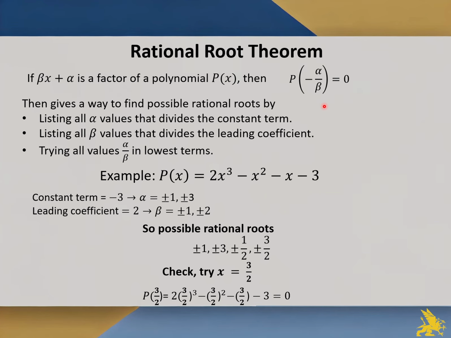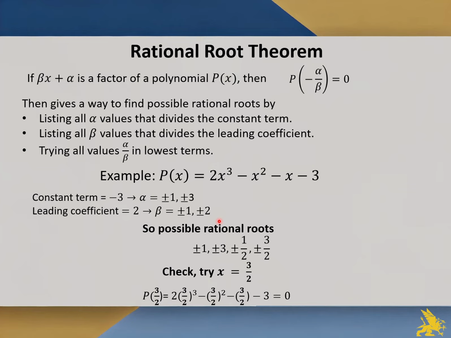So let's have a look at this. So straight away here, if I've got 2x to the power 3 minus x squared minus x minus 3, the first thing I need to think about is what is my constant term, so -3. So what are the factors of -3? So I've got 1 and 3, and they can be positive or negative. Likewise, the leading coefficient, so looking at the highest power, I've got a 2 there. So that means I can divide by positive and -1, and positive and -2.